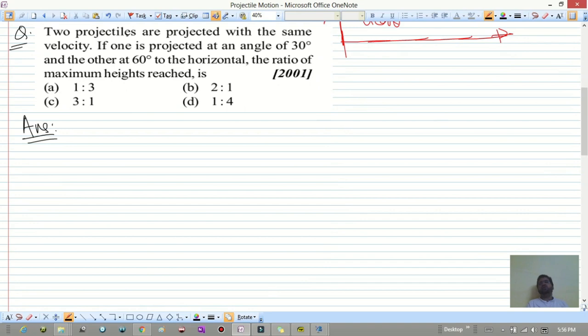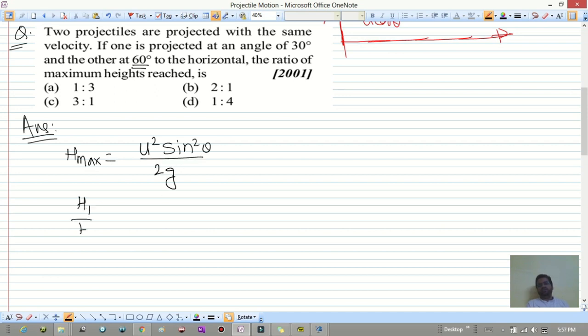Now it is given: two projectiles are projected with the same velocity. If one is projected at an angle of 30 degrees and the other at an angle of 60 degrees to the horizontal, the ratio of maximum heights reached is? So the maximum height, h max, is u squared sine squared theta divided by 2g.